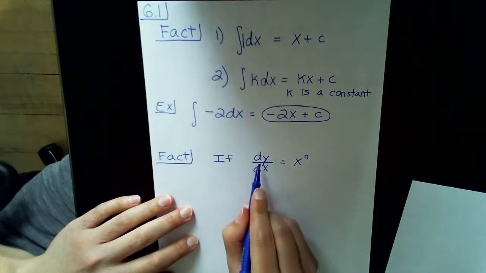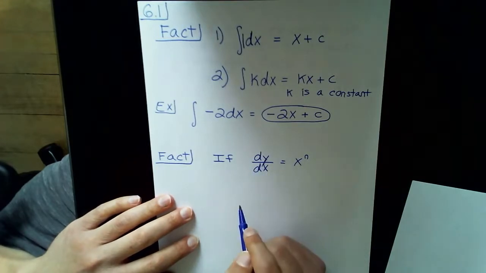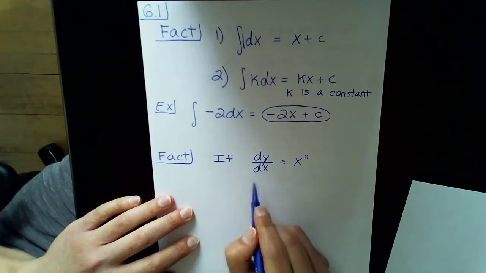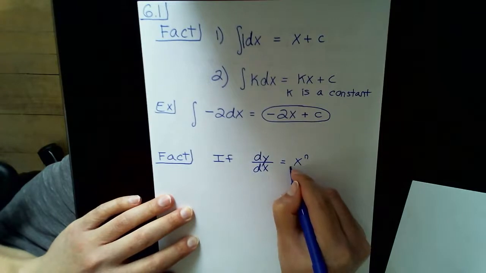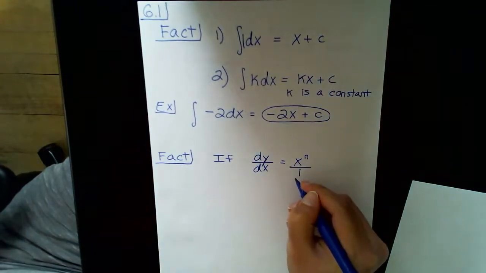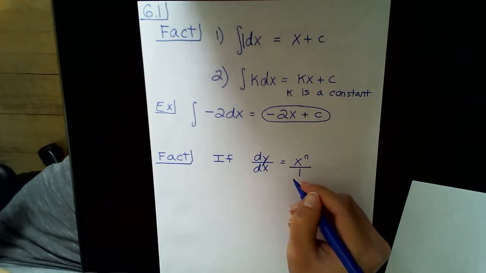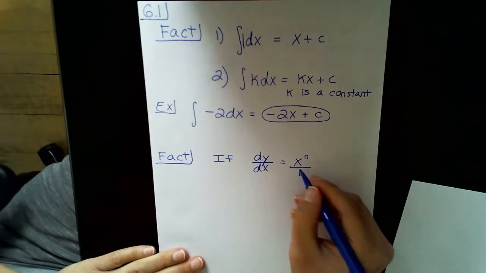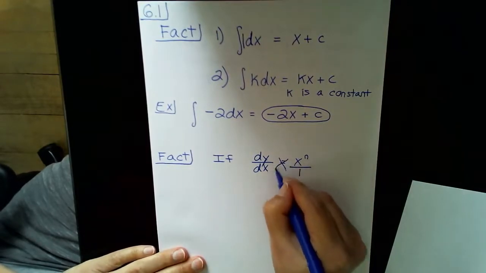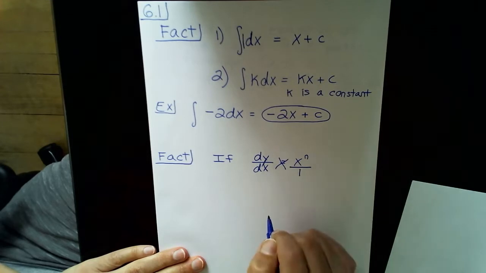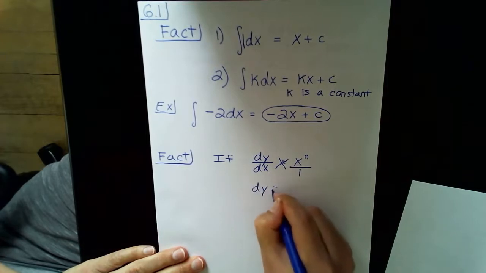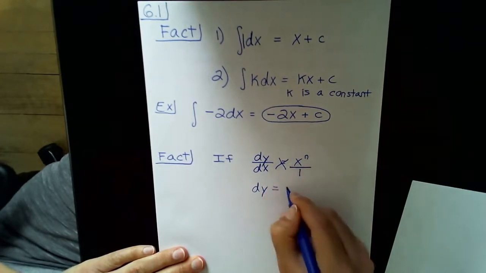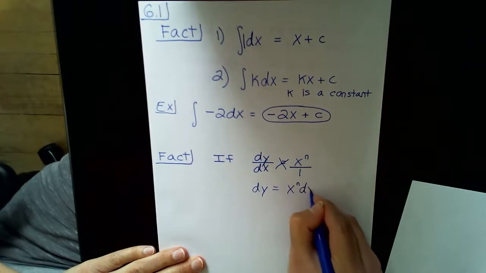We have if dy dx is equal to x to the n, meaning if your derivative is equal to x to the nth power, then if we were to take x to the n and put it over 1, it wouldn't change the problem. But by doing this, we now can cross multiply. And if we cross multiply, we would get dy times 1, or just dy, equals x to the n dx.